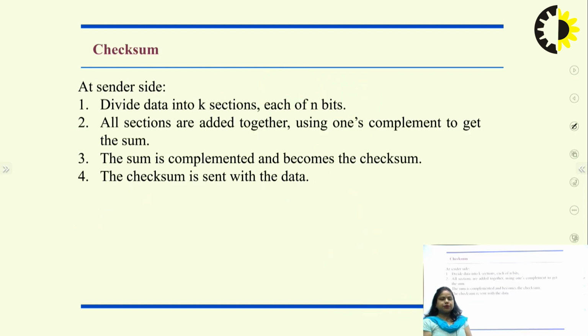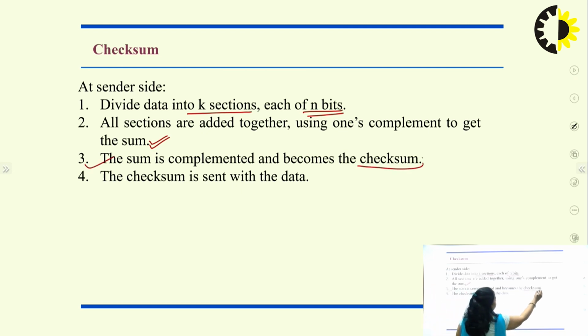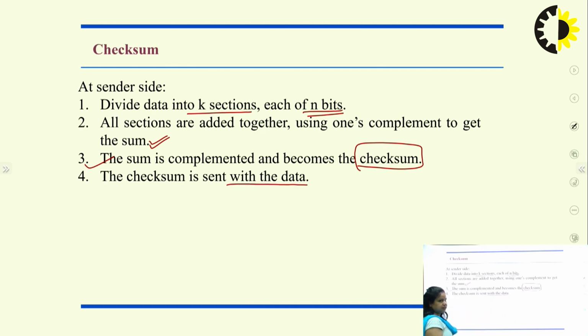Now the last method here, we are going to talk about is the checksum. In the case of checksum, this is also one of the methods which is used for the redundancy check. At the sender side, first of all, we have to divide the data into k sections and each is of n bits. N bits means similar size, right? Then all the sections are added together using the ones complement to get the sum. Then the sum is complemented, and that complemented sum is the checksum. Then the checksum is sent with the data towards the receiver side. So this is how the checksum works on the sender side.